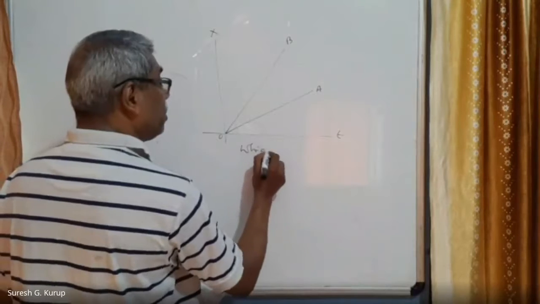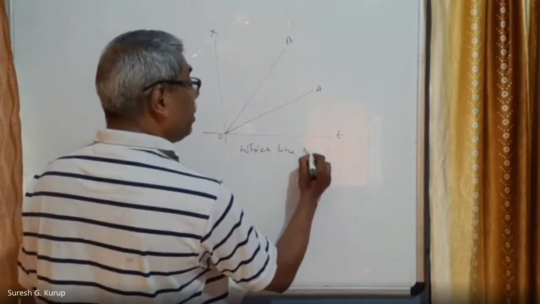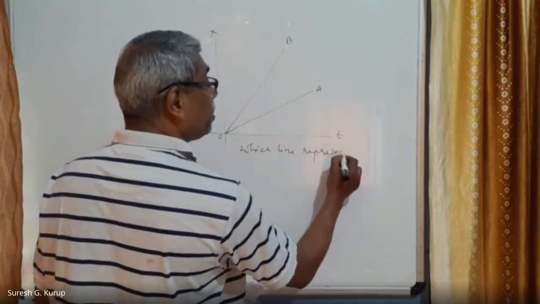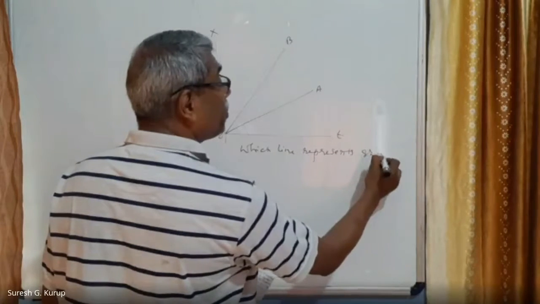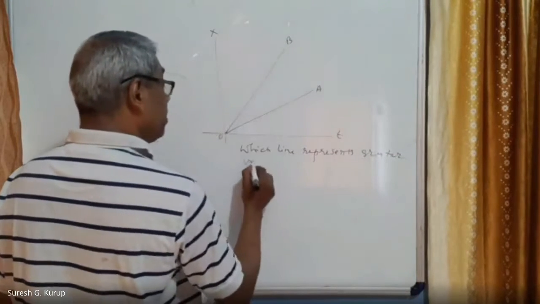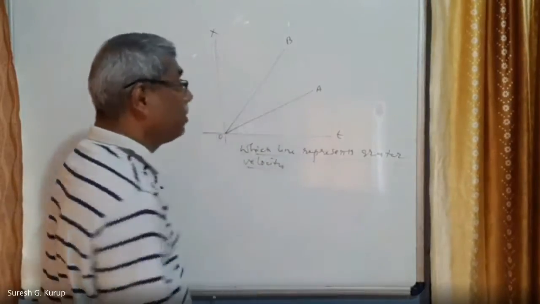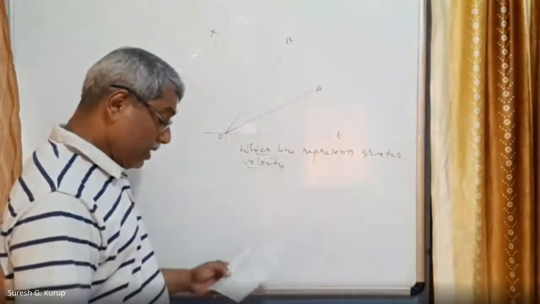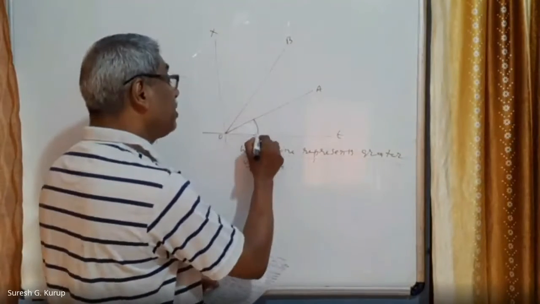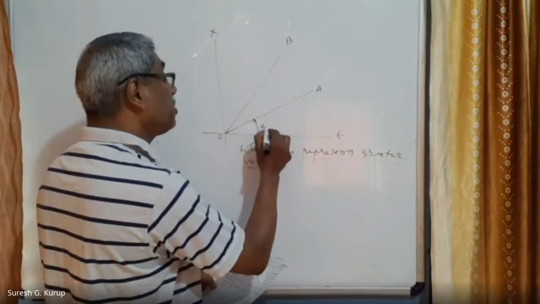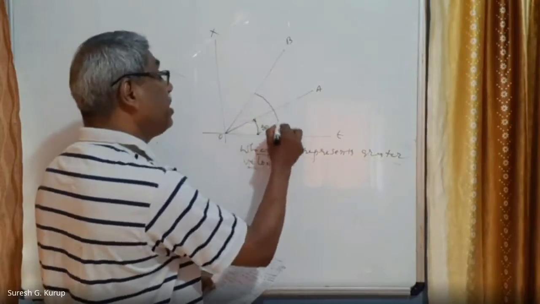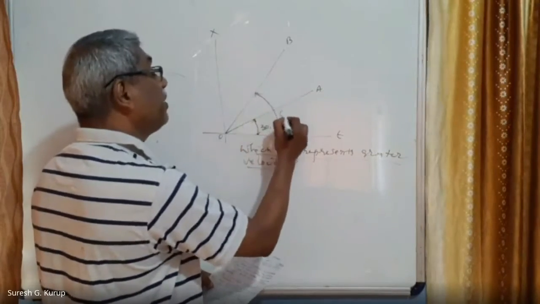Which line represents greater velocity is the question. One more thing given is that this line makes an angle of 30 degrees with the time axis, and this line makes an angle of 60 degrees with the time axis.